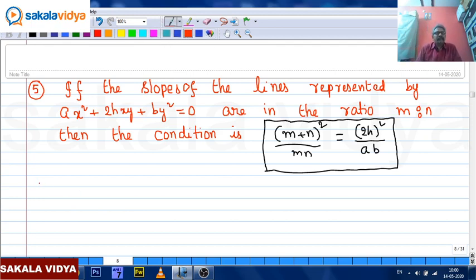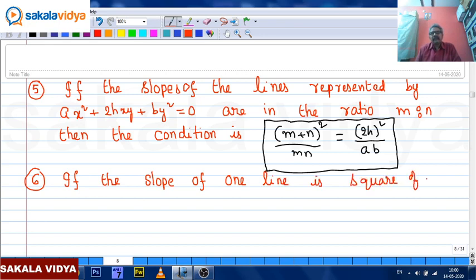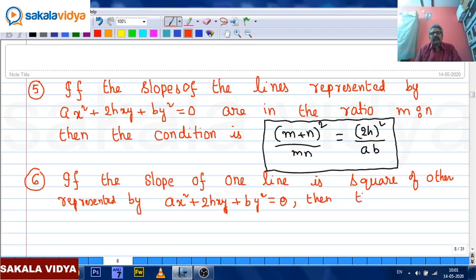Next condition, sixth point. If the slope of one line is the square of the other, represented by ax square plus 2hxy plus by square is equal to 0, then the condition is, what is the condition?